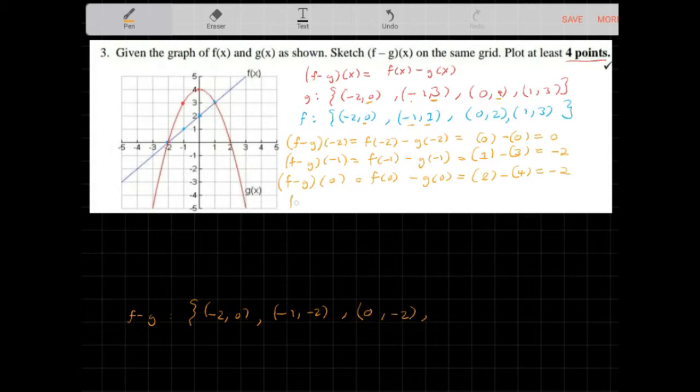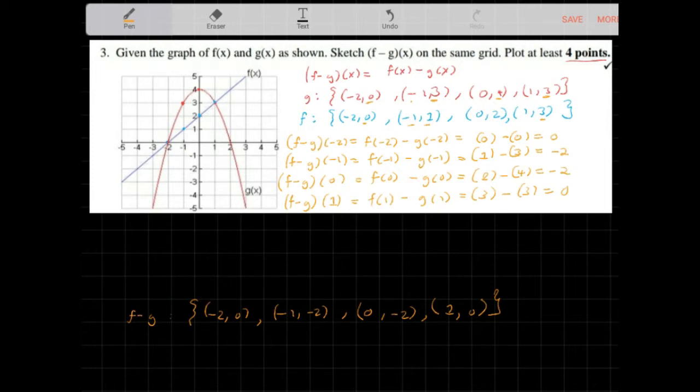And the last point, f minus g of 1. So f of 1 minus g of 1. F of 1 here is 3. G of 1 here is also 3. And you'll get 0. So you get 1 and 0. Okay. So these are the 4 points, and you can just plot these 4 points to create your graph. So I'm going to just do that on this grid.